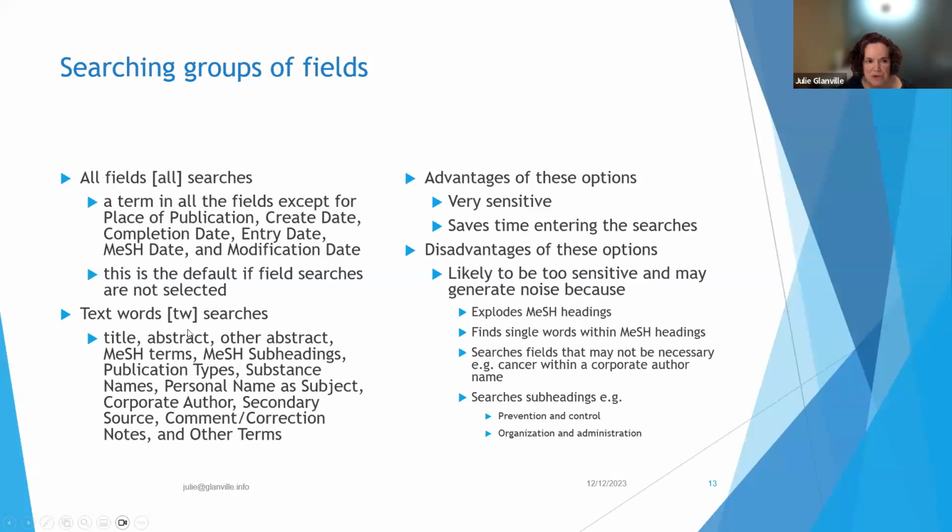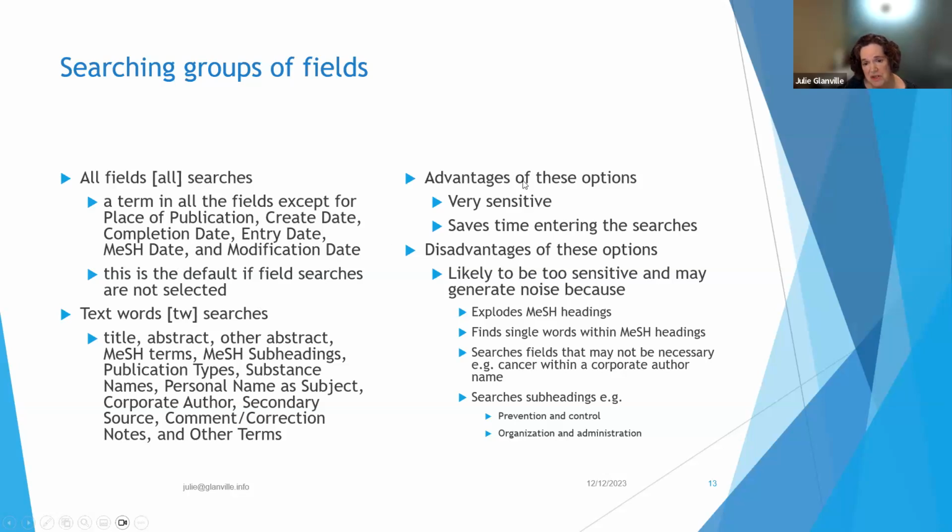The other group of field search is the text word search, and this searches things that are useful, like the title and the abstract and the mesh terms, but also things that might introduce noise to your search. So you need to think about whether it's helpful or not. So things like the corporate author and personal names, and also mesh subheadings. So you might want to weigh up, depending on your search, whether you want to use the all or the TW searches.